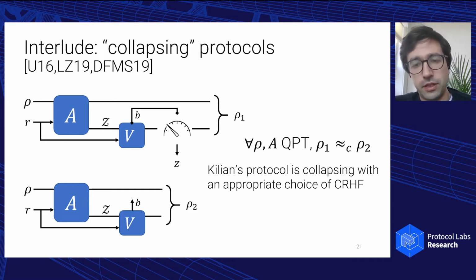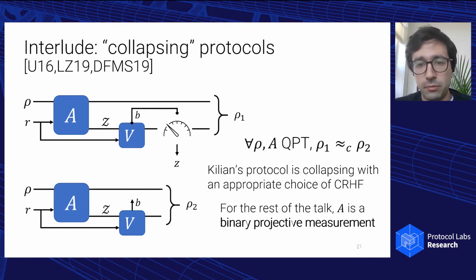And it turns out that Kilian's protocol is collapsing, provided you choose the hash function to be collapsing. And what this will allow us to do is to say that this adversary A, rather than measuring this Z, we are going to switch to this world, because this is an indistinguishable world. And we're just going to think about this single outcome B. So we can take this case where we really want to measure the Z, and now we're just going to measure a single bit, which is, does the verifier accept or not?